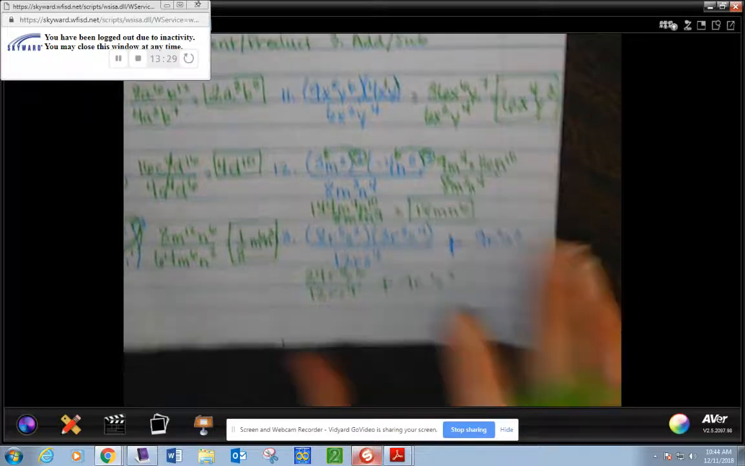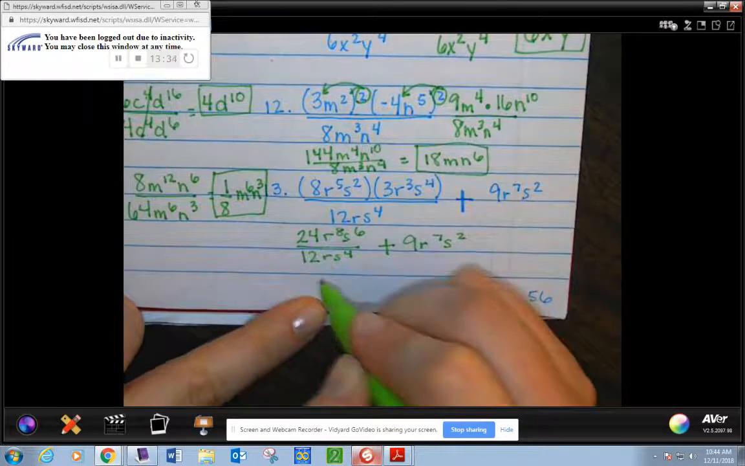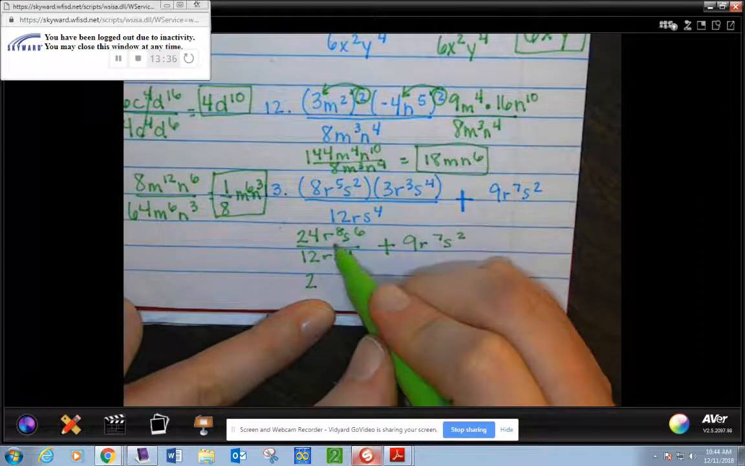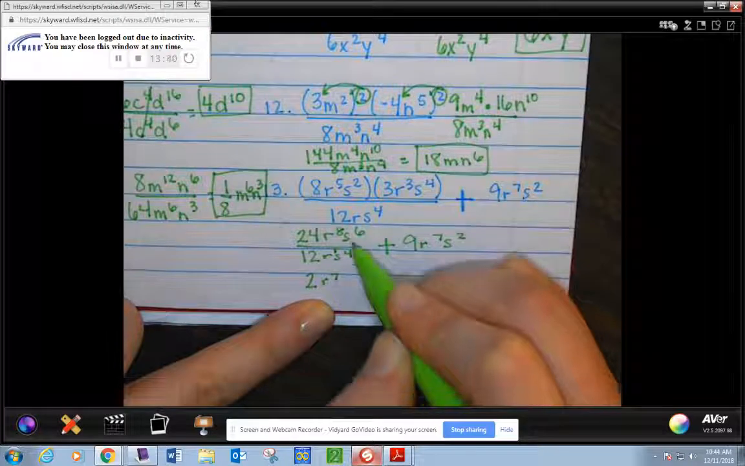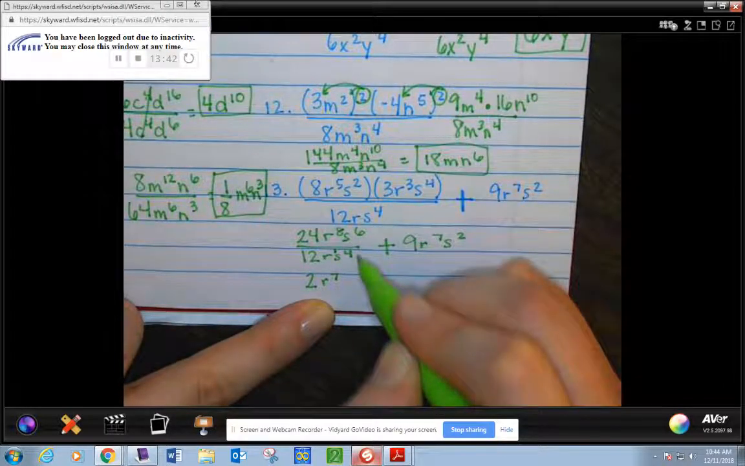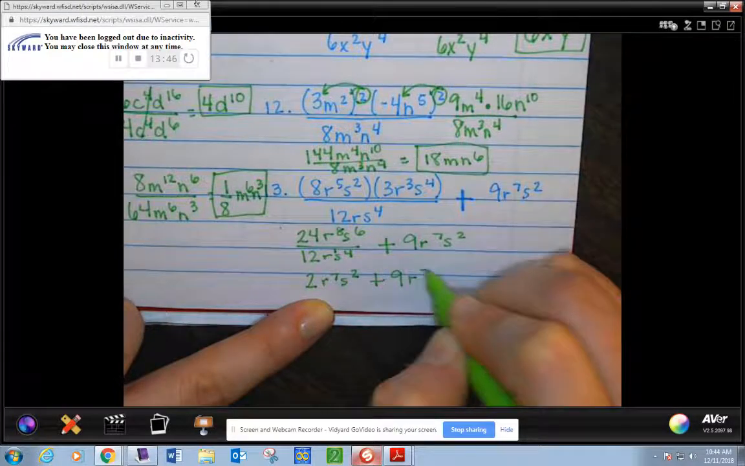Okay, now I'm going to do my division, my quotient rule. 24 divided by 12 is 2. r to the 8th and r to the 1st, 8 minus 1 is 7. s to the 6th and s to the 4th, 6 minus 4 is 2. And then I bring down 9r to the 7th s squared.